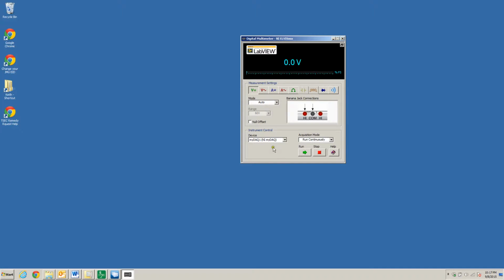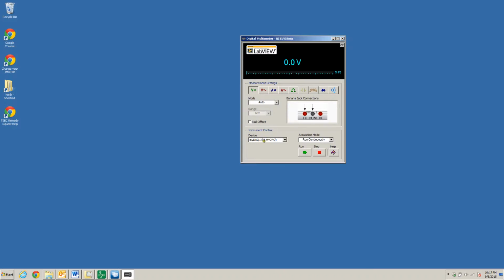You can also have the device auto range, and it will try to find the best range to use for the voltage that it's measuring, but it's going to take it a little bit longer to establish that measurement. So it's up to you.